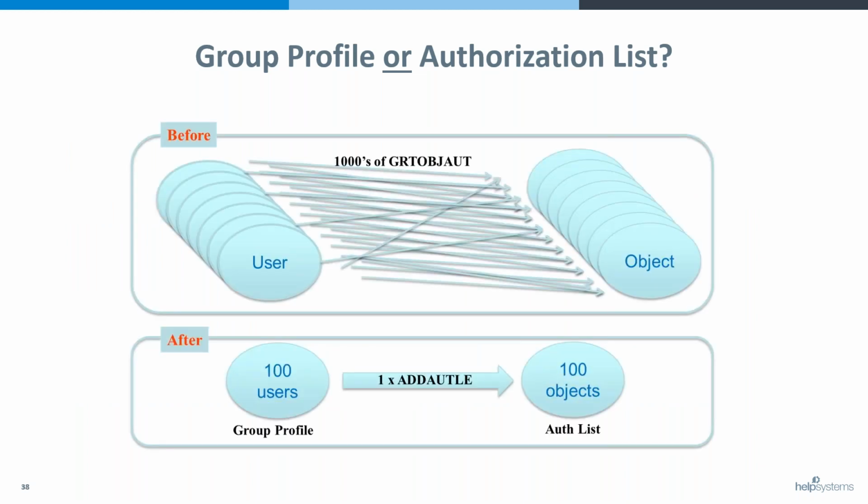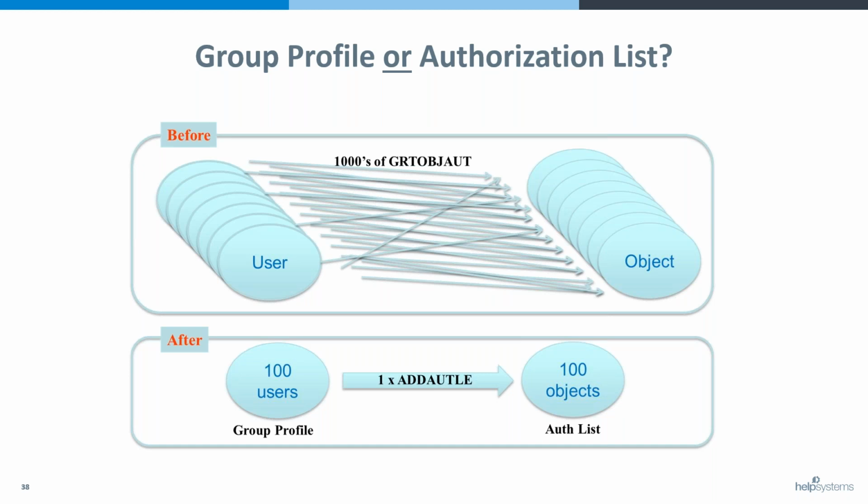The benefit of combining the two is that it will simplify your life greatly. In the before image here, let's say I have 100 different users and 100 different objects. That means I'm going to have potentially 10,000 grant object authority directives to get that set up. And if you say to yourself, there is no way on earth I'm ever going to bother with that, you're not going to be alone in that camp.